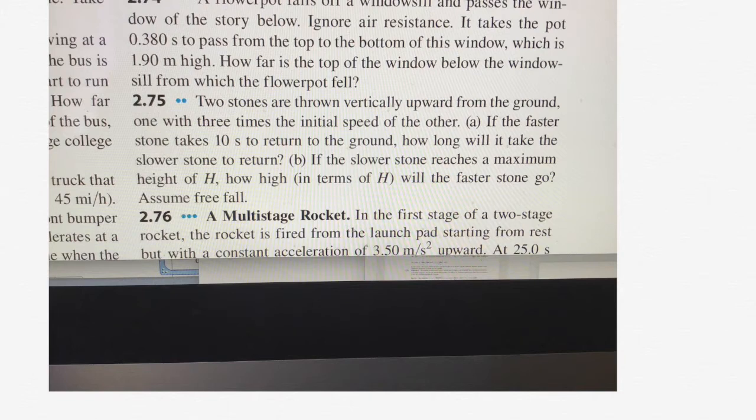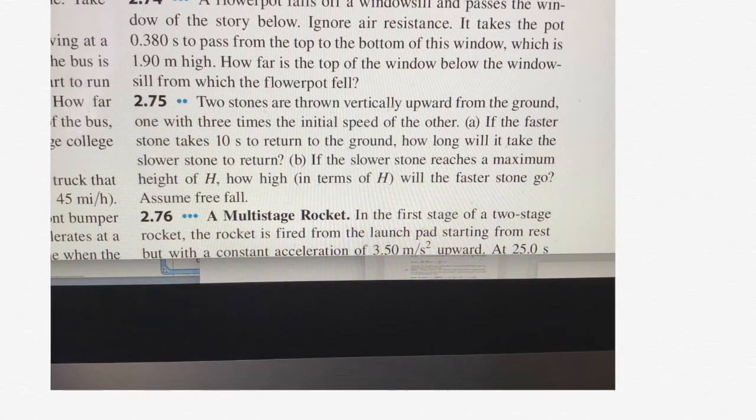In this question, we've got two stones, and they're thrown vertically upwards from the ground. One has 3 times the initial speed of the other. If the faster stone takes 10 seconds to come back, how long will the slower stone take? And if the slower stone reaches a maximum height of h, how high in terms of h will the faster stone go? We're assuming free fall, so the only acceleration we're going to deal with here is the acceleration due to gravity.